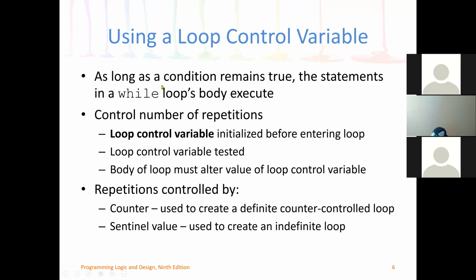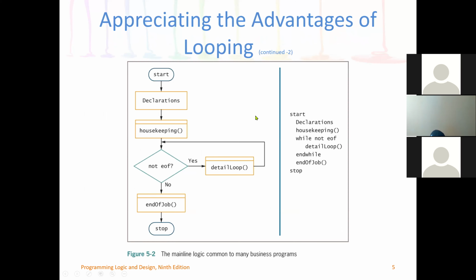So yeah, as long as the condition remains true, as we said earlier, the statement in the while loop body will execute, whether it's a for loop or while loop. Here, as far as not end of a file, the statement inside the while loop, which is the detail loop, will always execute, until the condition is false, then we come out of the loop, which we can see from the flow chart.